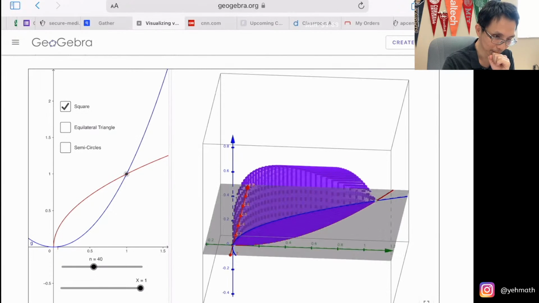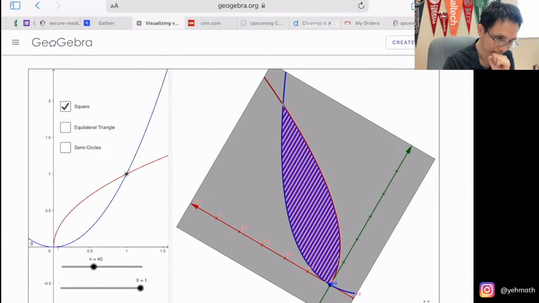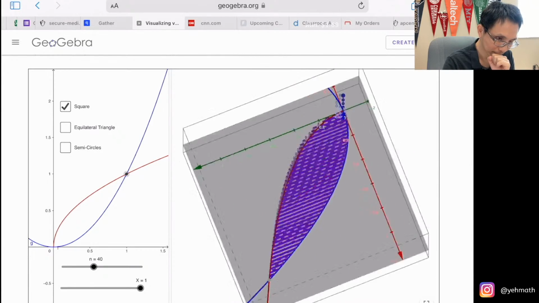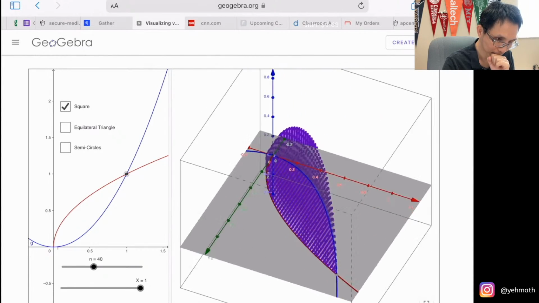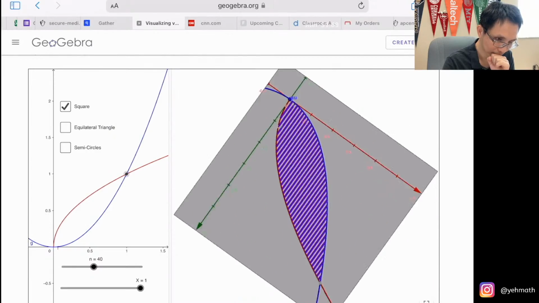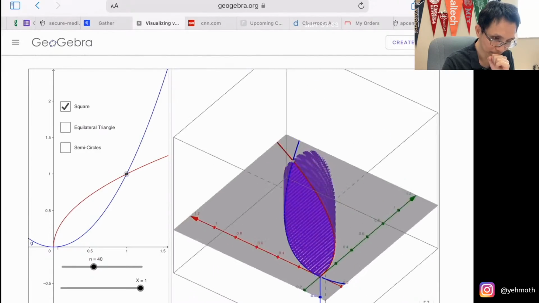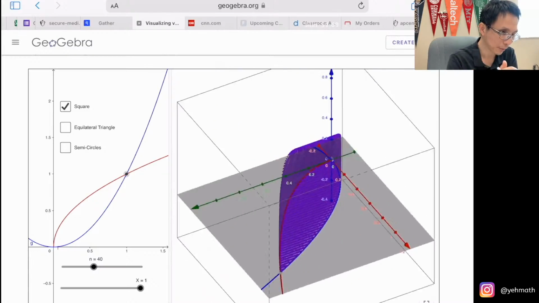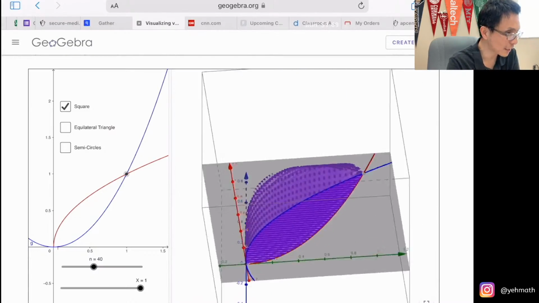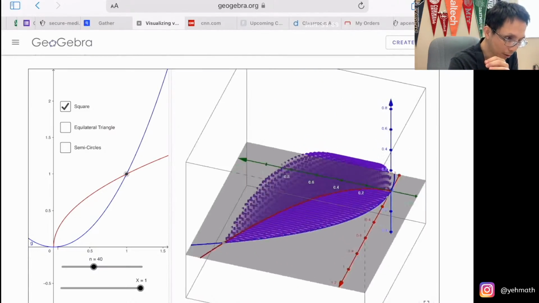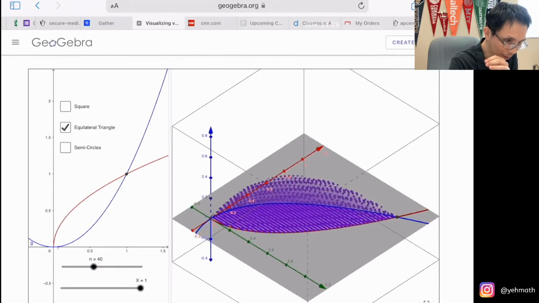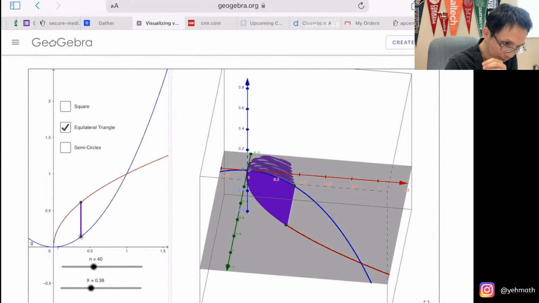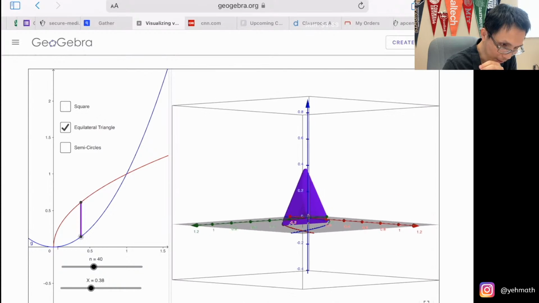Can I go upside down? Yeah. That's crazy. No, it's a fish. Wait, can you make it? I can make it move. So that each section is a square. Now let's check out if it's an equilateral triangle. Do you see that shape is a triangle now?